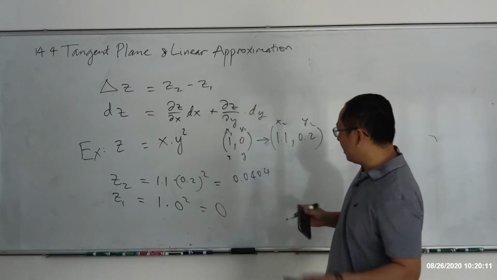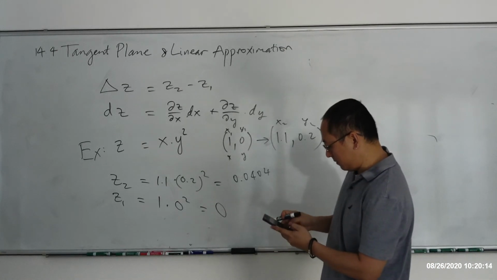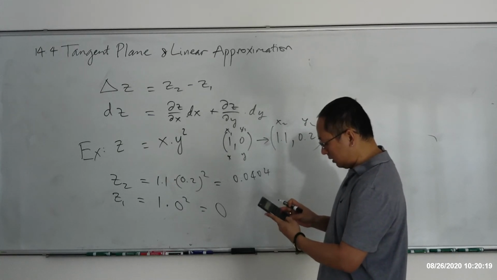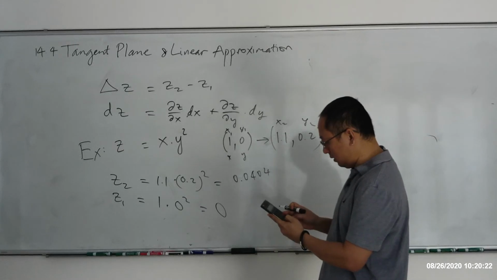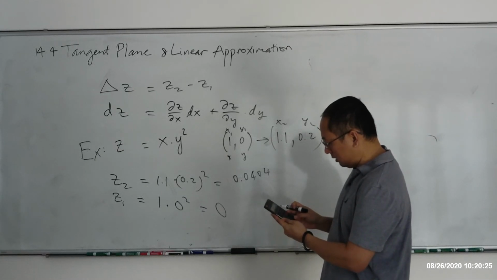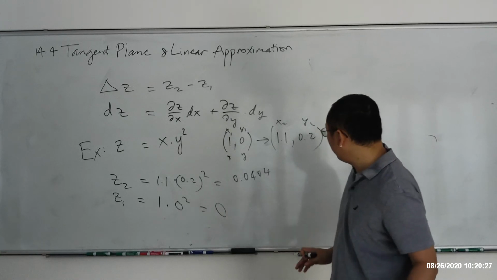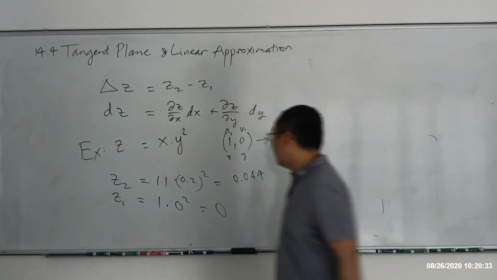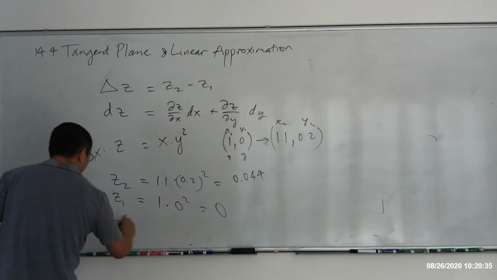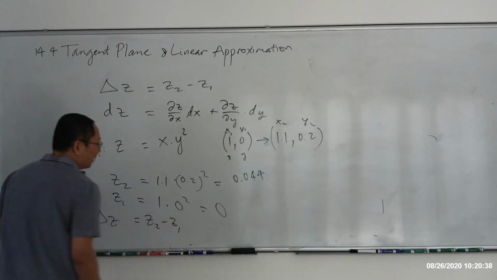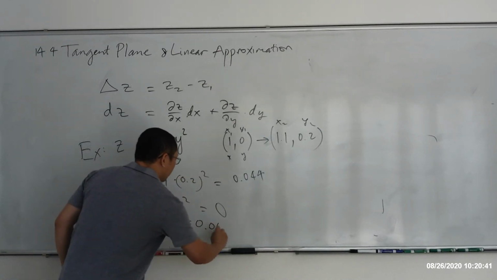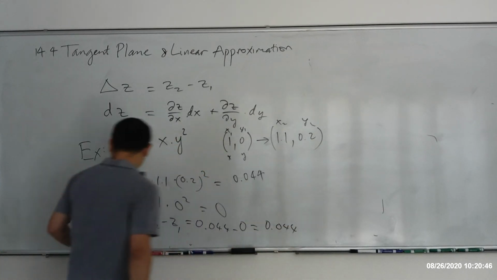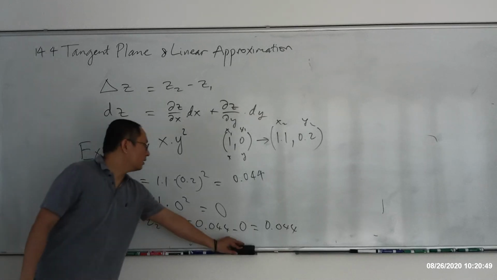Let me just use a calculator. 1.1 times 0.04, enter. 0.044. That's good. Okay, so delta z is z2 minus z1. You take 0.044 minus 0, and then you have 0.044. That would be the change of z, the total change of z.